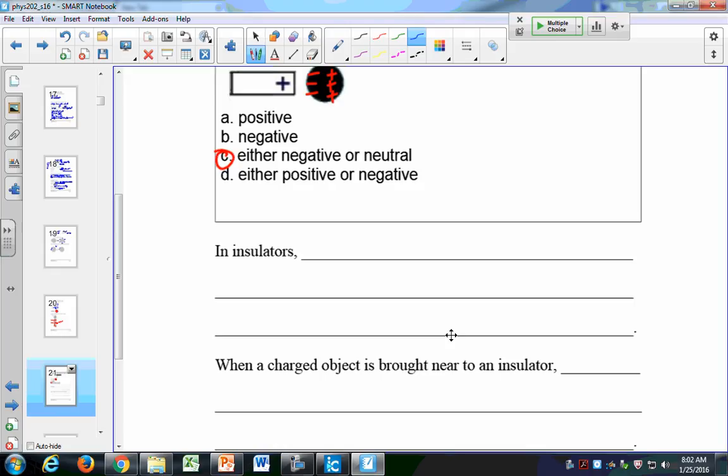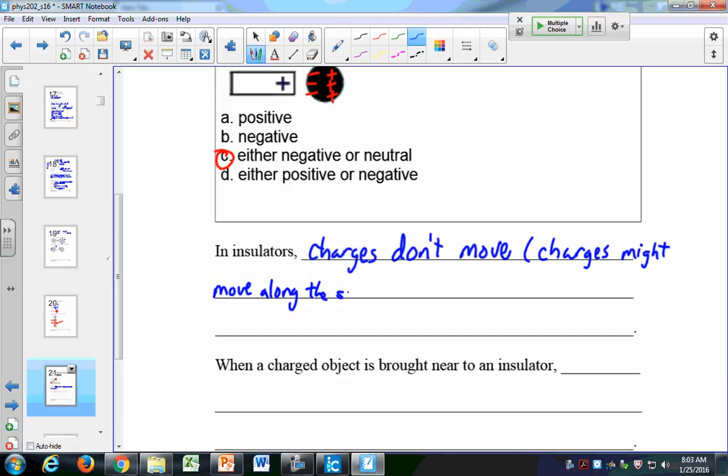So in insulators, the charges and materials don't move. However, as we said, charges might move along the surface. However, when a charged object is brought near to an insulator, the molecules may become polarized.